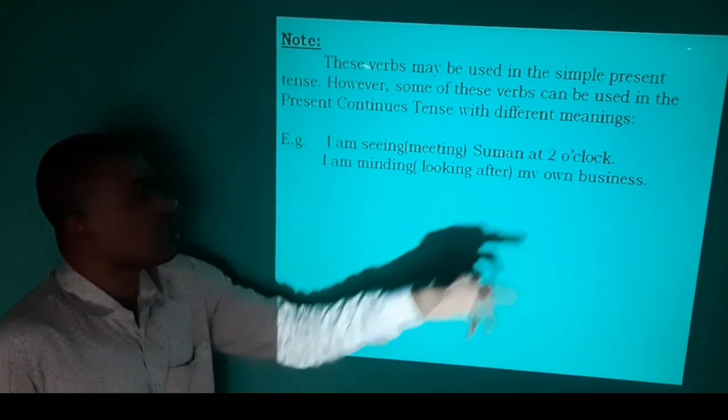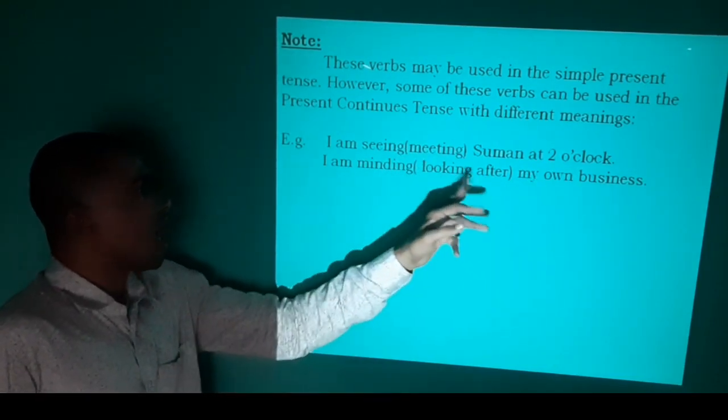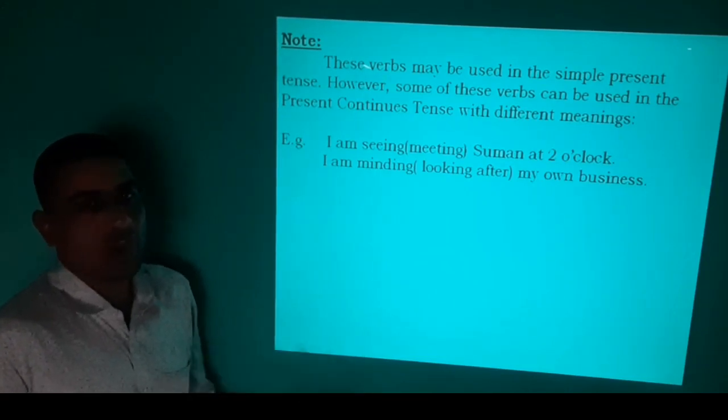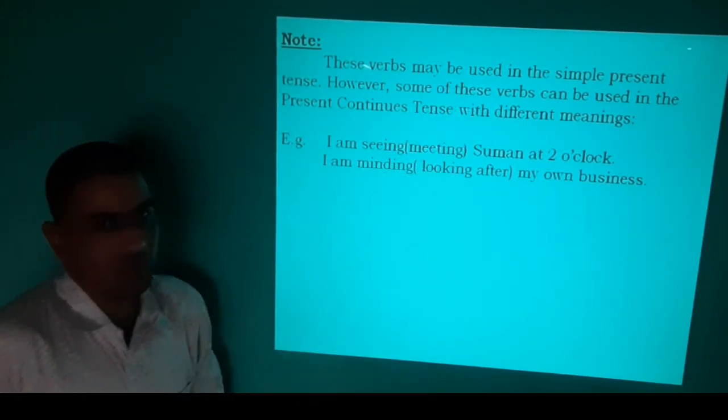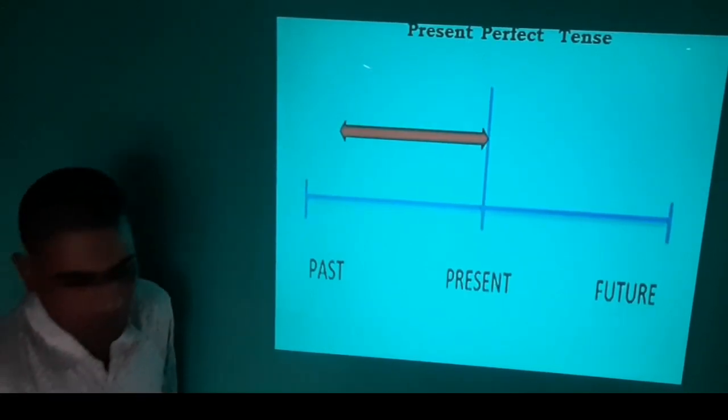So I am minding my own business. Here, minding means I am looking after my own business or my own work. So with a different sense, we can use it in the continuous.